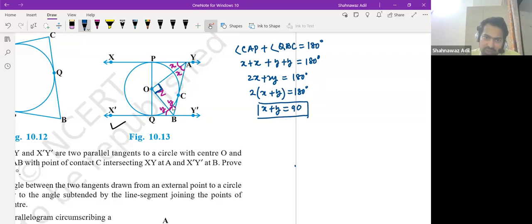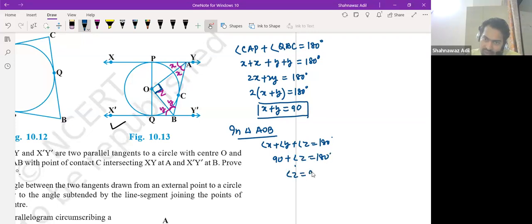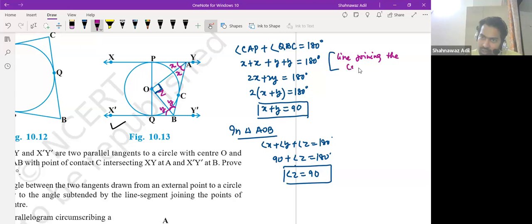Yes, sir. So if x plus y is 90, then in triangle AOB, x plus y plus z is 180. So this is 90, so z would be 90. This is what we wanted to do, right? And x equal to x because the line joining the center and tangent point bisects. Okay, so this we used.